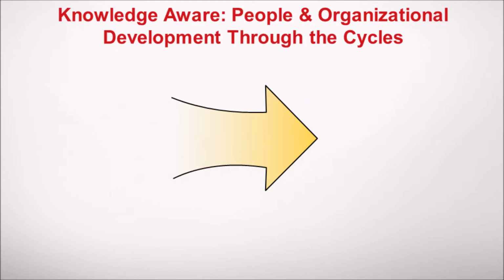Let's take a look at the knowledge-aware cyclical model for people and organizational development. It is helpful to consider the developmental and transformational impact active knowledge can have on people and organizations at a larger scale in general. Knowledge provision streams are oriented and start with the knowledge consumer. Consumer response refreshes the knowledge ecosystem.